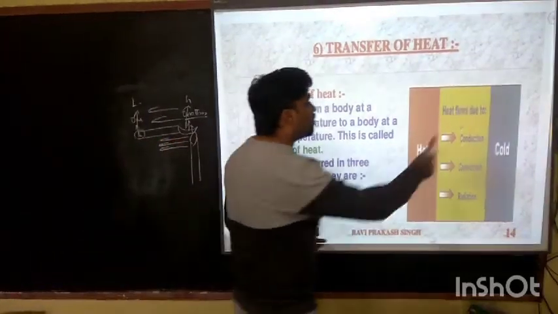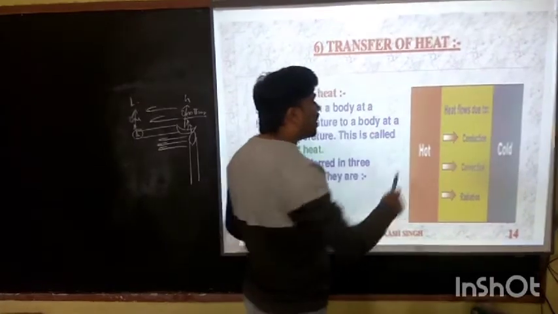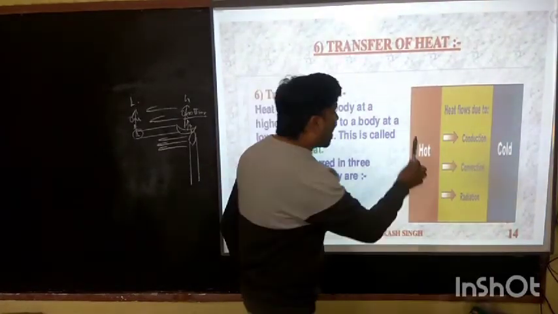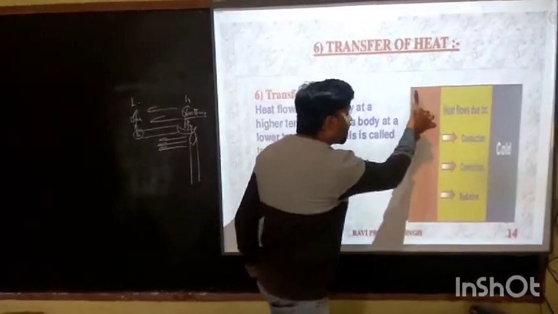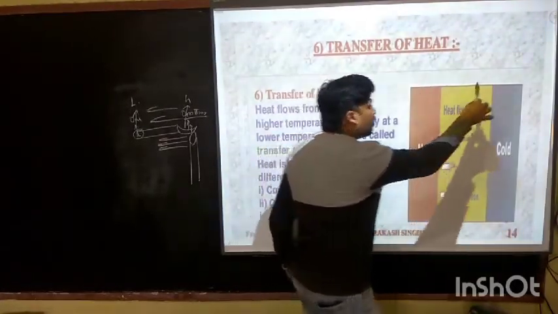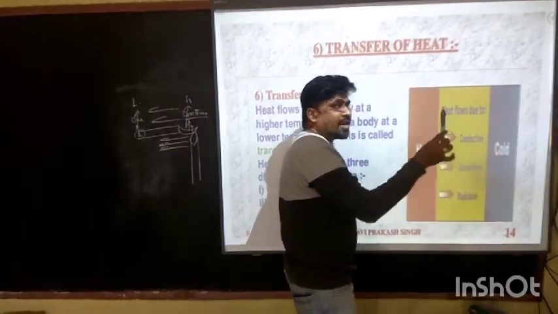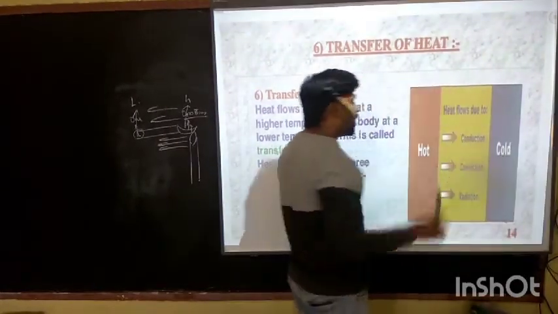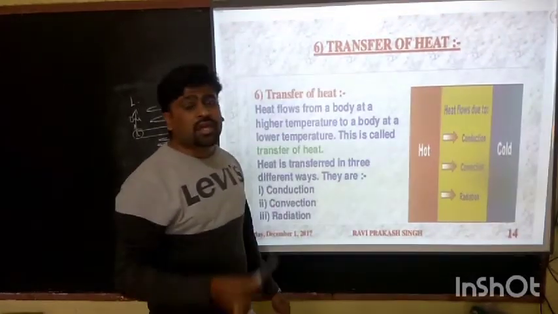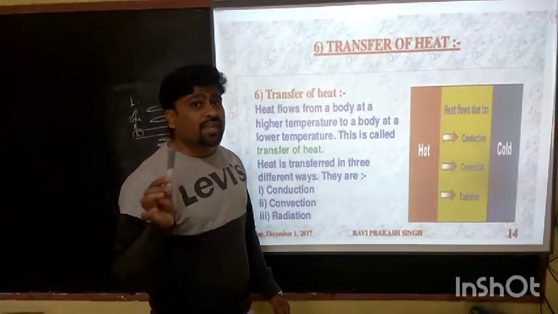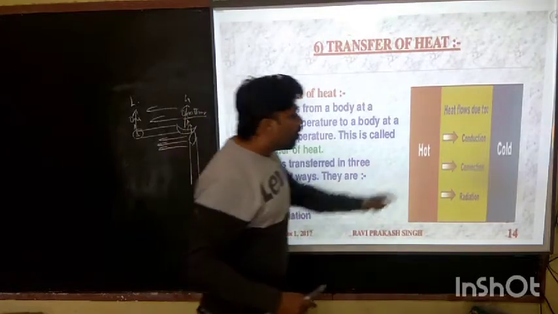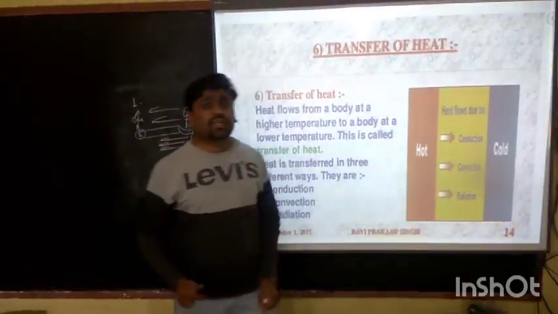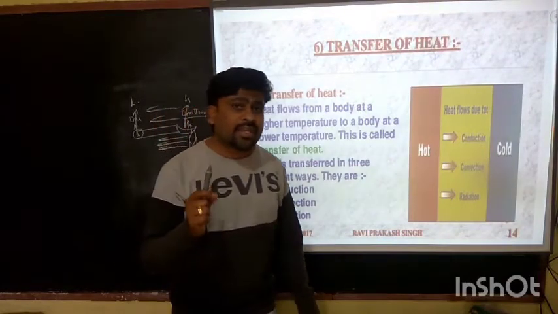Now neatly observe this figure. Here heat easily flows from higher to lower; this is the high temperature and this is the low temperature. Heat easily flows from high temperature to low temperature, and that is called transfer of heat. There are three types: one is conduction, second is convection, and third is radiation.